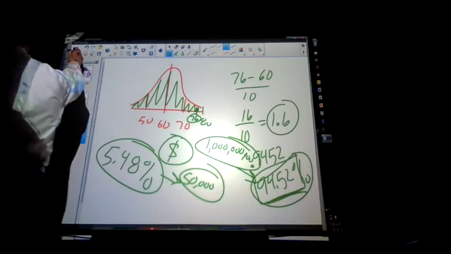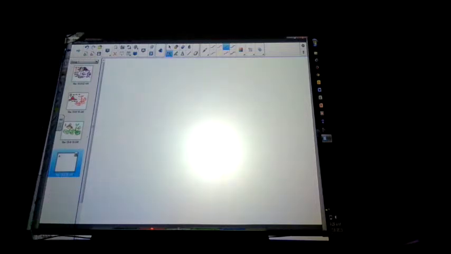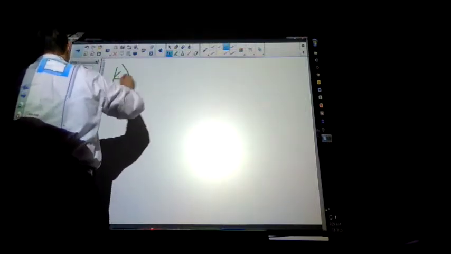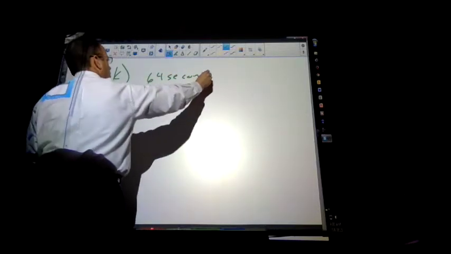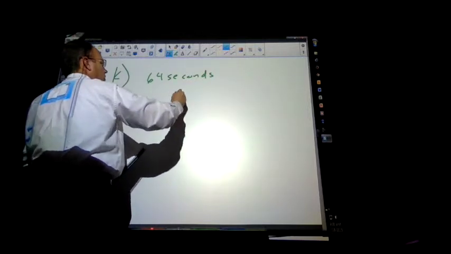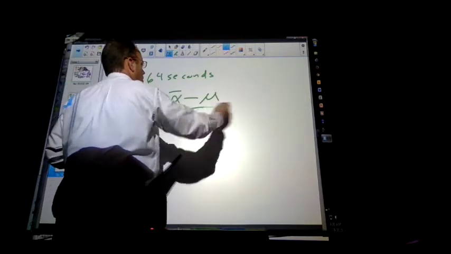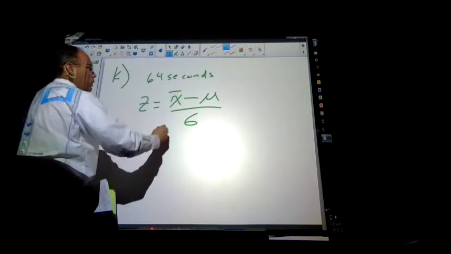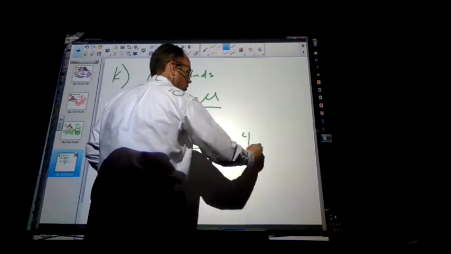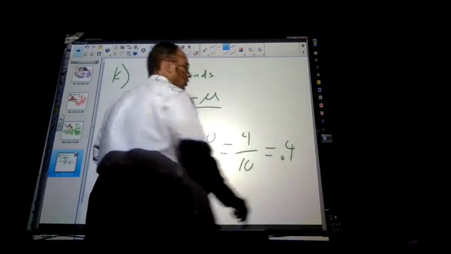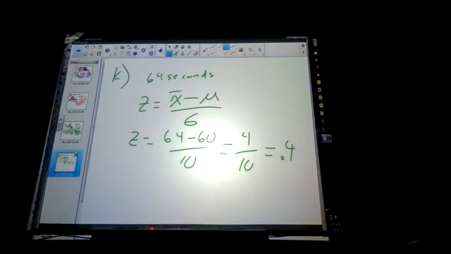All right, almost done because I'm not going to go over both of them. If an airbag takes 64 seconds to inflate, what is the Z-score? So, letter K, if it takes 64 seconds to inflate, what is the Z-score? Well, the Z-score equation is this. Observed minus mu over sigma, and we want to do 64 minus 60 over 10. What did I do? What is the Z-score? 0.4.